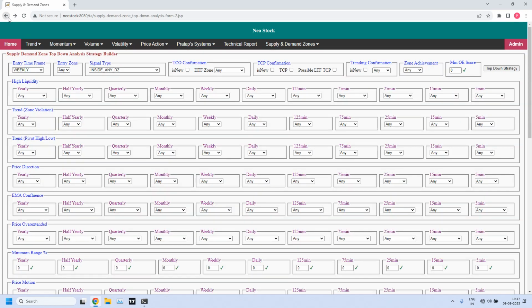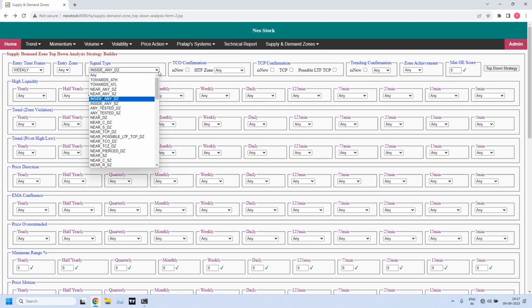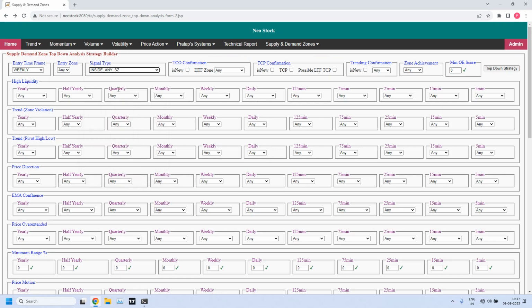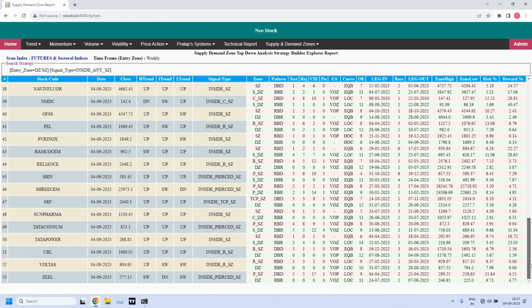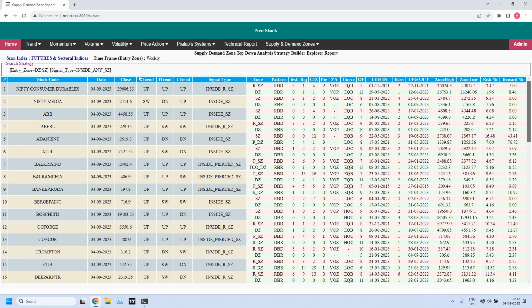So let us go back. Entry time frame is weekly, and this time I'm selecting inside weekly supply zone. I'm filtering the stocks. These are the 53 stocks where price closed inside weekly supply zone.